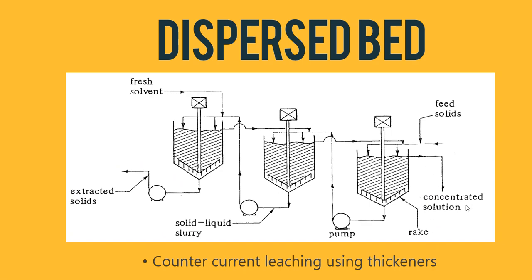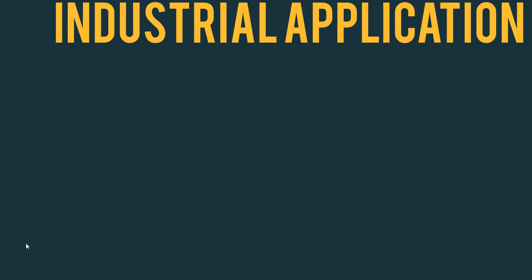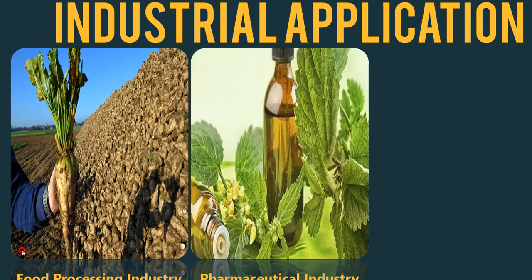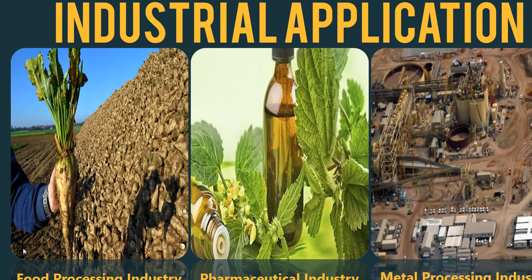So most of our thickeners are operated on a case of dispersed bed leaching. Our solids are being dispersed through the liquid. Now, what are the industrial applications of leaching, before we go even to the different computations or formulas that you need to know regarding leaching, to have an appreciation of this unit operation?